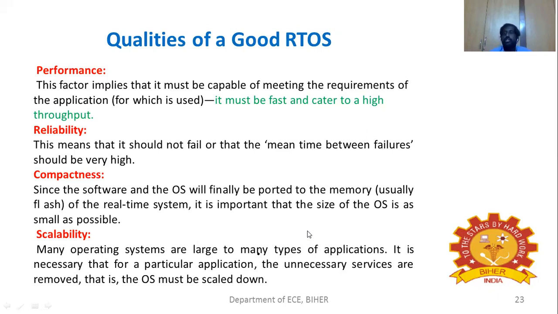A good OS solves scalability also. Because many operating systems are large for many types of applications, it is necessary that we use applications which can be scaled down. So this is also an important factor of an RTOS. Based on these qualities, we are choosing the RTOS for our embedded system.